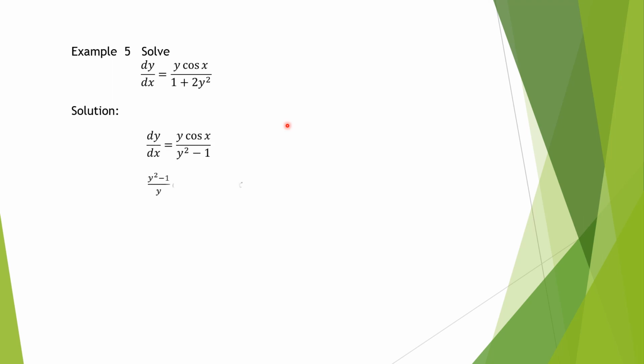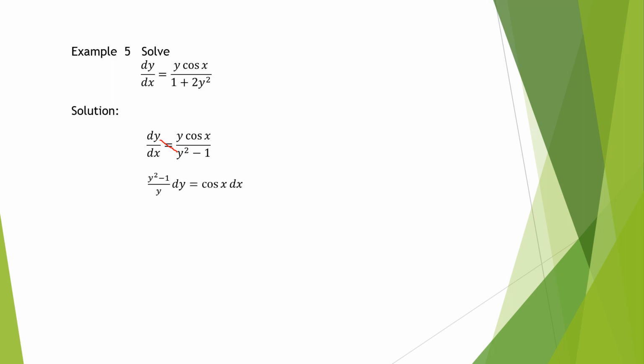Next, let's do example 5. Solve dy/dx equals y cosine x times (1 + 2y squared). Obviously, this could be written as a product of two functions, y times (1 + 2y squared) times cosine x. And this is variable separable. So this is the original problem. Just cross multiply it there.